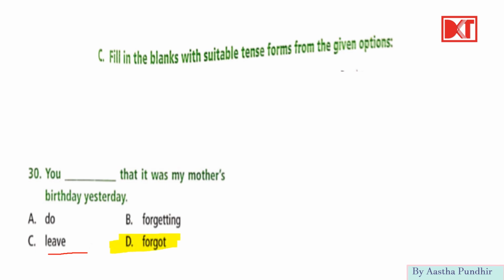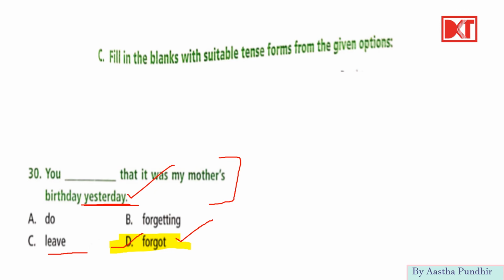Forgot. That you forgot, कि तुम भूल गए. Alright, तुम भूल गए कि it was my mother's birthday yesterday. Talking about the past tense, and you also forgot it. Right? We're talking about the past. Yesterday, ये चीज हो गई है. It is a completed action in the past. तुम भूल गए, it has been completed. Right? So the answer is D.